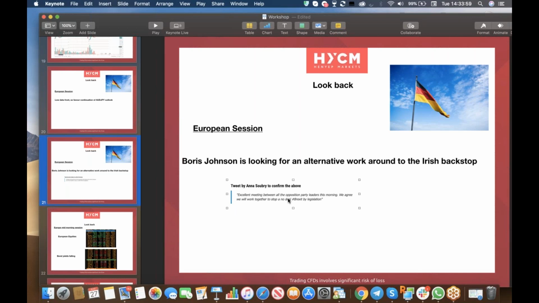Now, we also had a tweet by Anna Soubry to confirm that there's been an excellent meeting between all opposition party leaders this morning. We agree will work together to stop a no-deal Brexit by legislation. So there's a race on now in the UK. Boris Johnson wants to bring Britain out of the European Union with or without a deal, and other members of Parliament, including the leaders of the opposition, want to stop Boris Johnson forcing a no-deal Brexit on Britain. So there is a wrestle within the UK Parliament. That's a story to keep on top of, so that you realise what's happening and when.